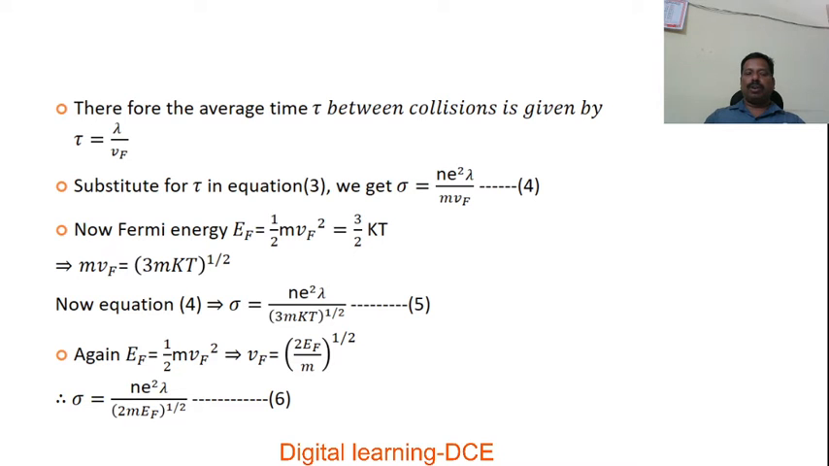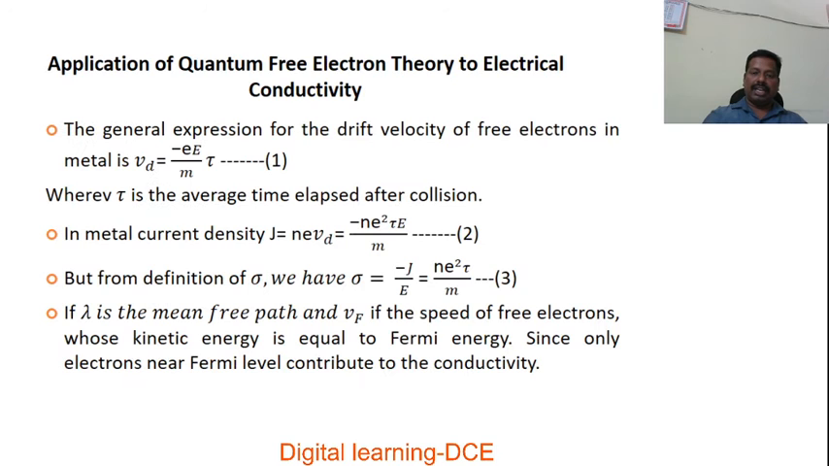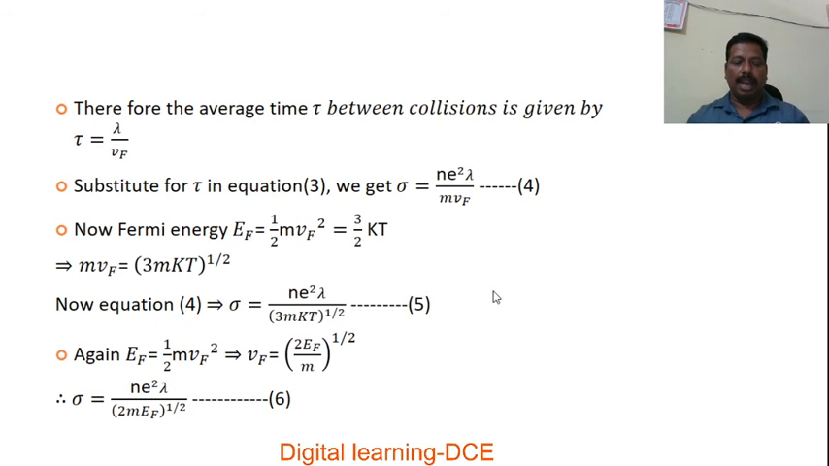Substitute the value of τ in the previous expression, that is equation 3. In place of τ, we replace λ/Vf. We have an expression for electrical conductivity as σ = ne²λ/(mVf). Let's call this equation 4. This is another expression for electrical conductivity in terms of mean free path.